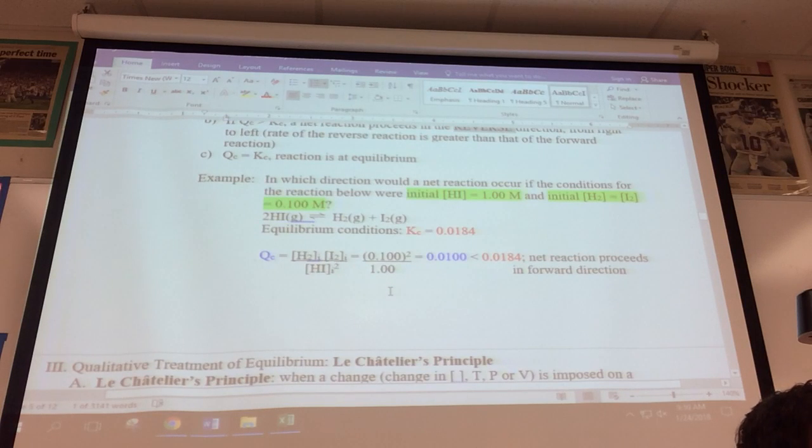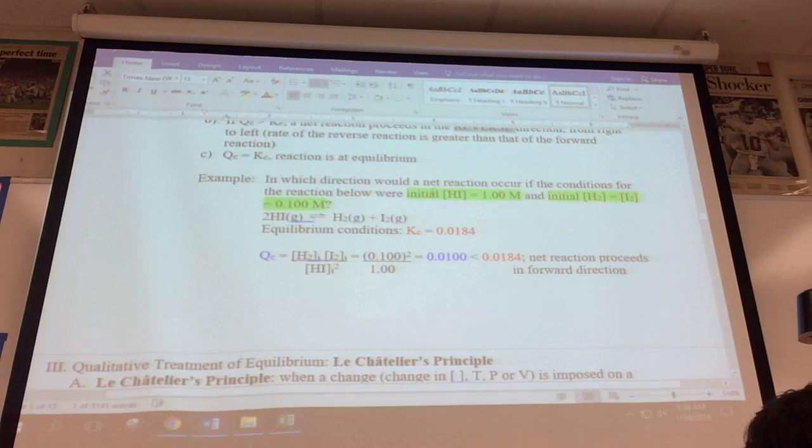In the following example here, it says, in which direction would a net reaction occur if the conditions for the reaction below were initially hydrogen iodide at 1 molar and initial hydrogen and iodine concentrations at 0.1 molar. Whenever you see a problem that says in which direction, you're looking to calculate Q and compare it to Kc. If it's less than, the forward reaction is favored. If it's greater than, the reverse reaction is favored.